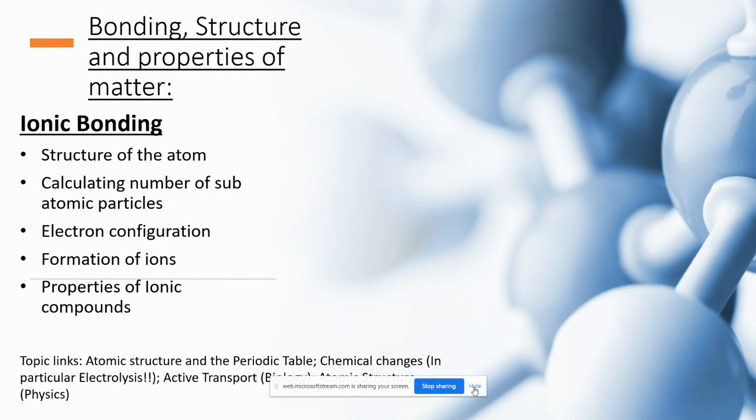Okay, so this video is taken from the bonding, structure and properties of matter topic, and we're going to focus on ionic bonding. Before we actually start looking at ionic bonding in particular, we need to have a secure foundation knowledge about the structure of the atom, how to calculate the number of subatomic particles, and electron configuration. Then we can start looking at how ions form and then the properties of ionic compounds.